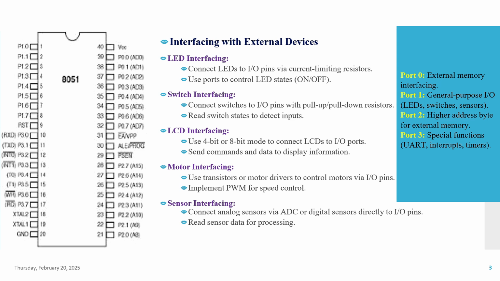Second one is the LED interfacing. That is connecting LEDs to input output ports via current limiting resistors. How to implement this? We have to use the port to control LED status. An example circuit is a simple circuit diagram showing LED connection to a port pin.